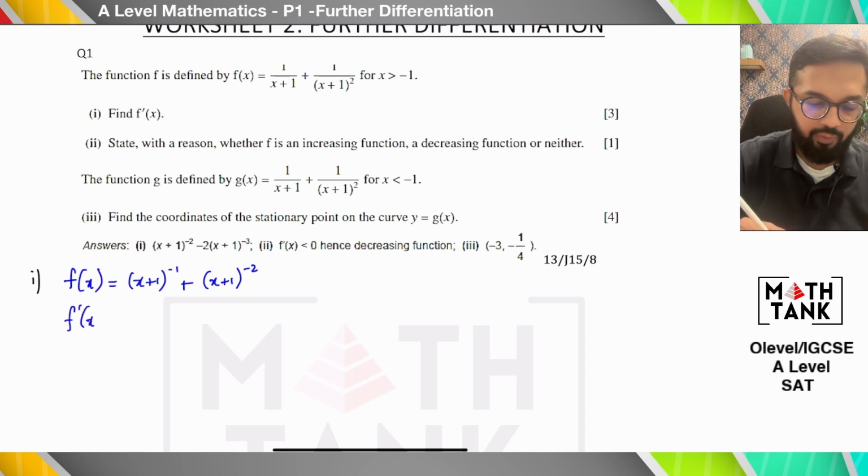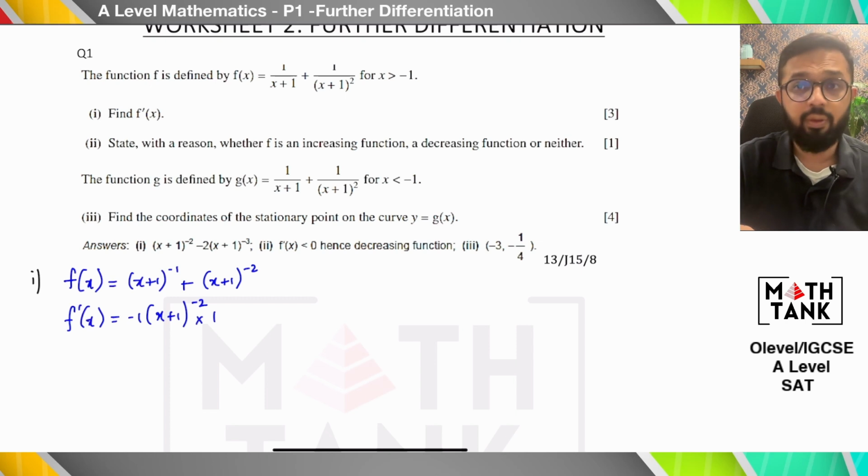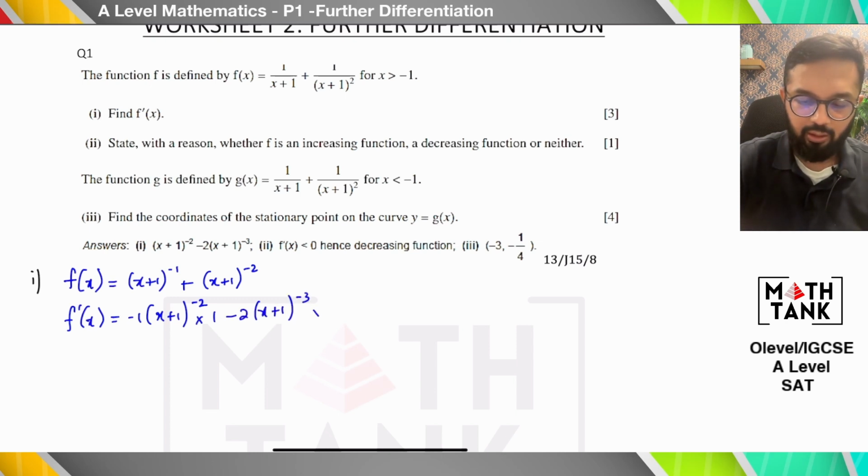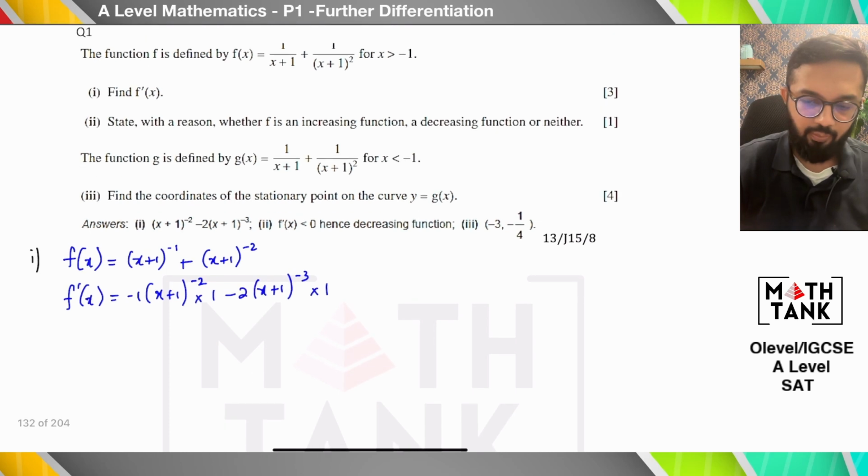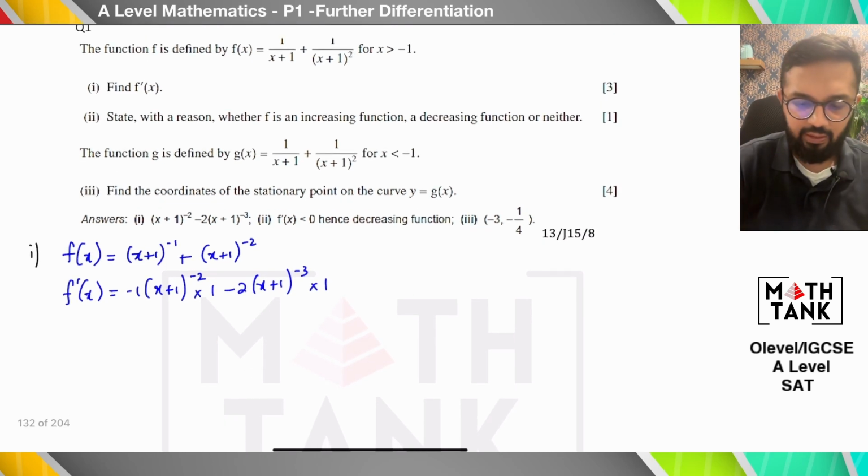Then in order to differentiate this, I'll bring the power down, subtract 1, and multiply by the differentiation of what is inside the bracket. Then I will bring another power down and then multiply by 1. So that is f bar of x. Even if I leave it like that, that's absolutely fine.